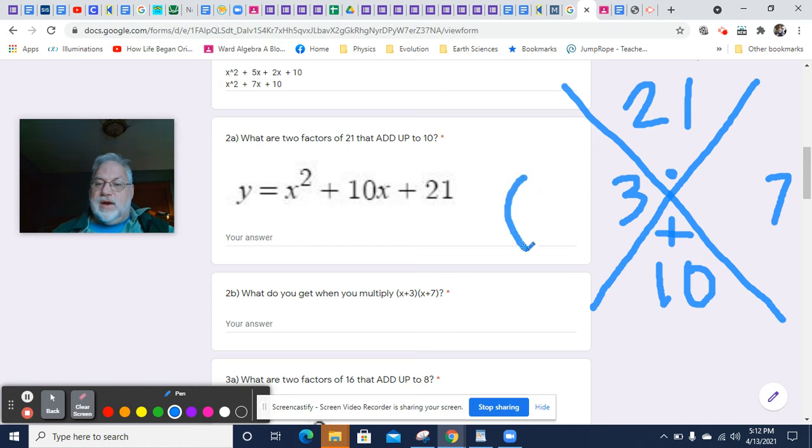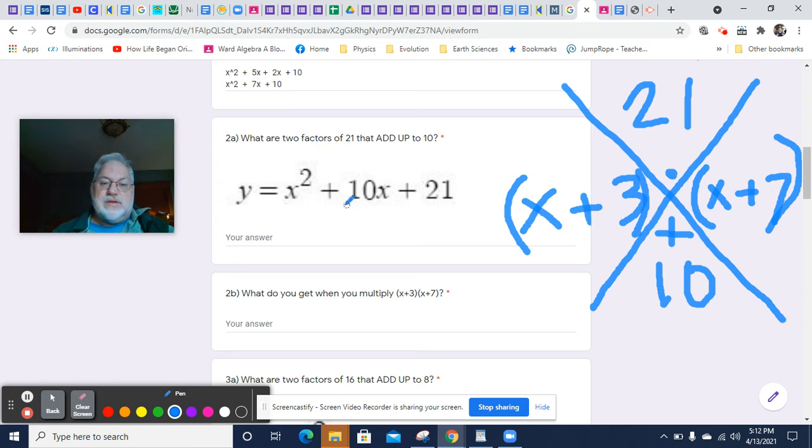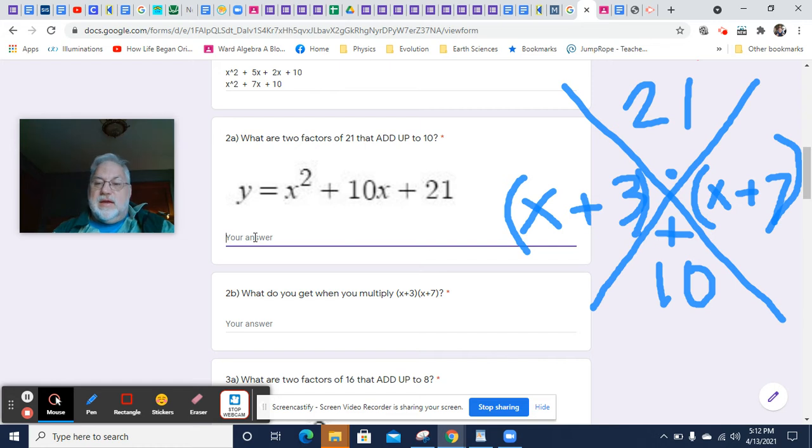Okay, and watch this thing that I can do. I can just put some parentheses around here. I can make that x plus 7. I know that got really sloppy over there. I apologize. And then x plus 3. And these should be the two linear factors of x squared plus 10x plus 21. Now, I'm going to write down 3 and 7 will work.